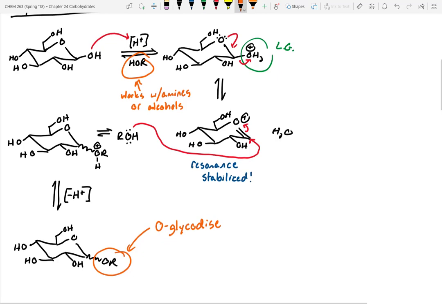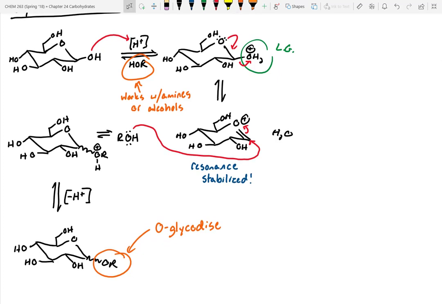Has anybody heard of the Maillard reaction? No. So when you do cooking and you brown something or caramelize it, whether that's meat or some sort of baked good, that's actually a reaction between carbohydrates and the amines coming off of amino acids. And so you form an N-glycoside, and that gives it that unique flavor.